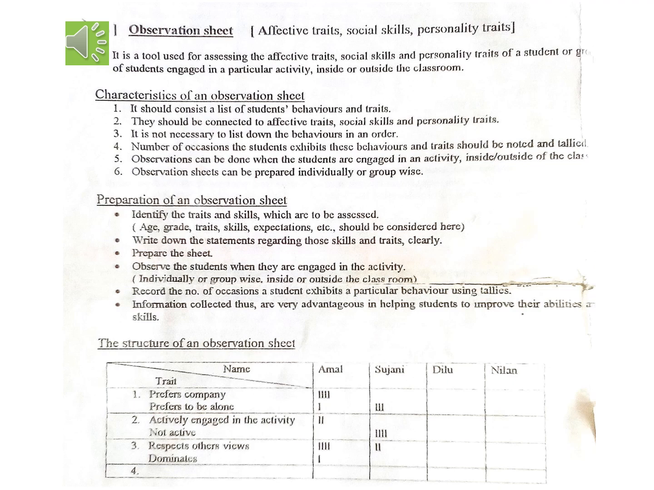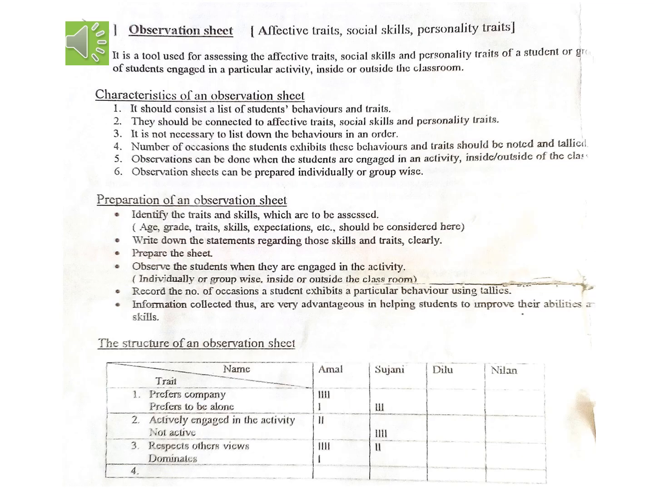Then their age, skills and expectations should be noted down. Write down the statements regarding those skills, as I told you, positive and negative ones. Prepare the sheet. Observe the students when they are engaged in the activity, individually or group wise, inside or outside. Record the number of occasions the students exhibit a particular behavior using tallies. Once you have collected the information, you can analyze.